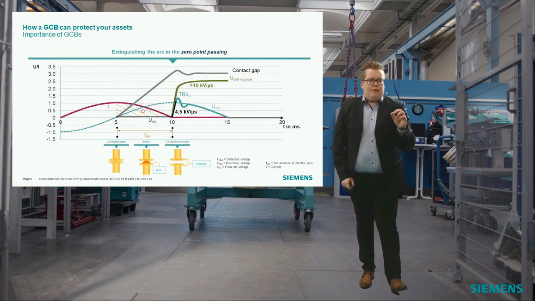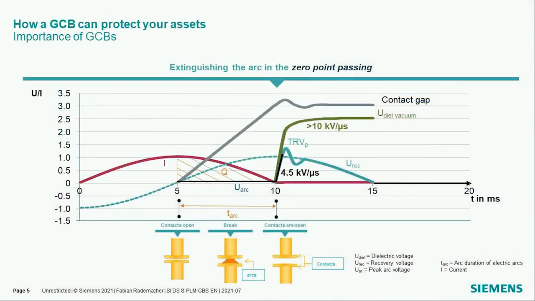Okay, first of all, I want to give you some basic information about how a current interruption works. This is totally independent, whether it's an IEC circuit breaker or a generator circuit breaker. Let's start at the very beginning. Let's assume we have any kind of fault, and a short circuit current is flowing. The short circuit current was already detected, and at the time of 5 milliseconds, the contact starts to separate.